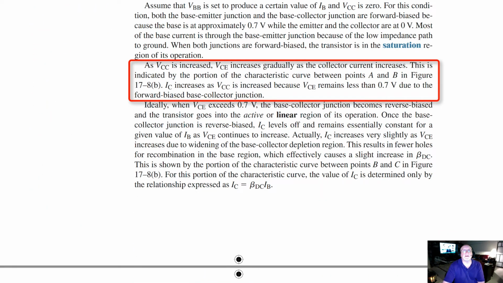As VCC is increased, VCE increases gradually as the collector current increases. This is indicated by the portion of the characteristic curve between points A and B. I sub C increases as VCC is increased because VCE remains less than 0.7 of a volt due to the forward-biased base-collector junction.